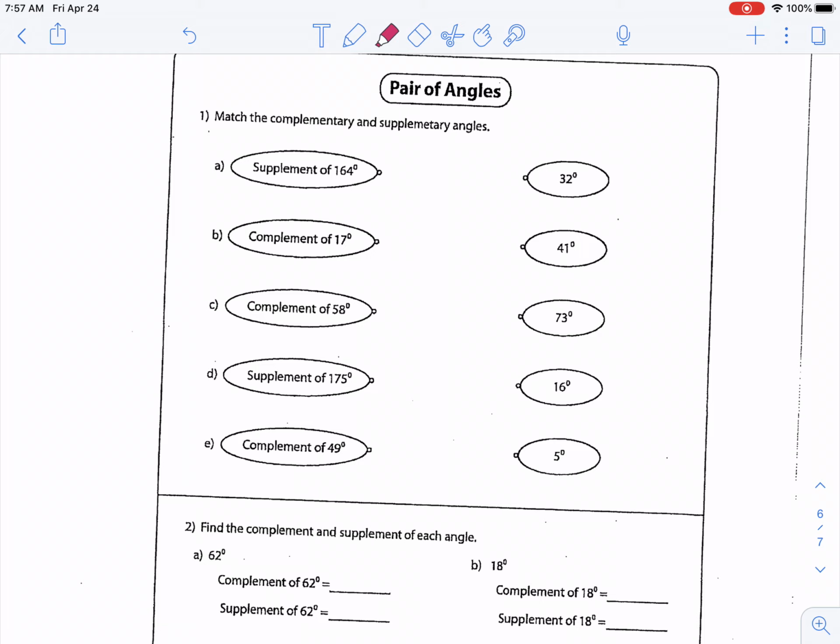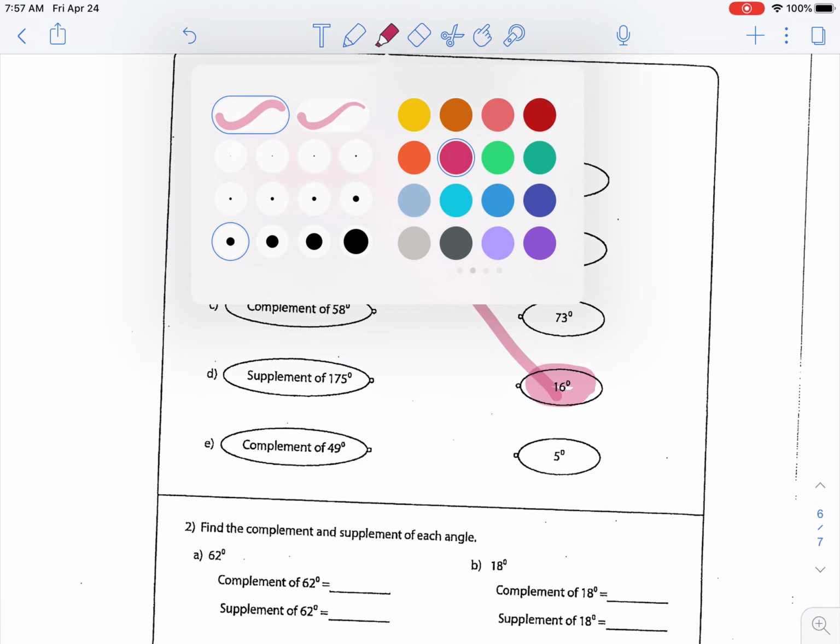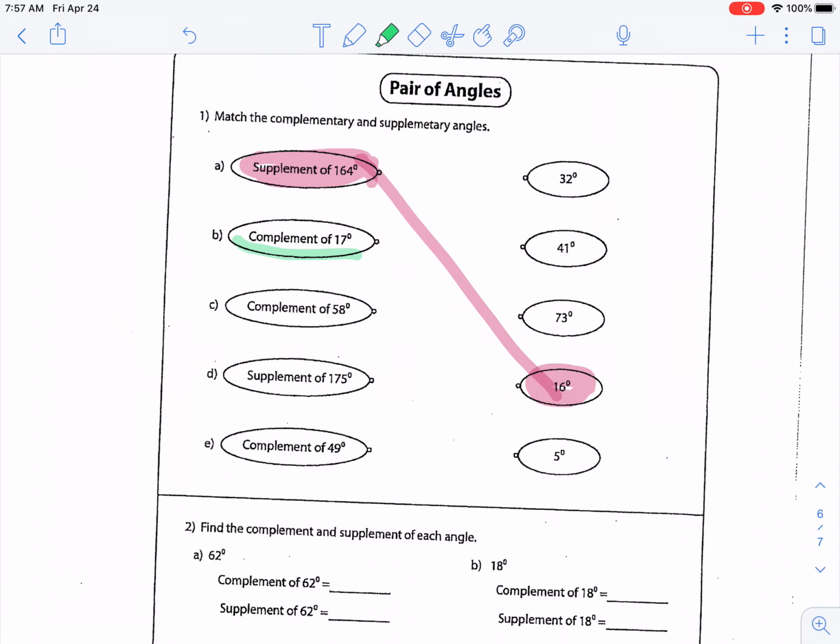So if we're talking about the supplement of 164, supplementary means that they equal 180. So 180 minus 164 gives me 16. Okay? I'm going to color code this so we can see it real good. Complementary angles are angles that equal 90 degrees. 90 minus 17 gives me 73.